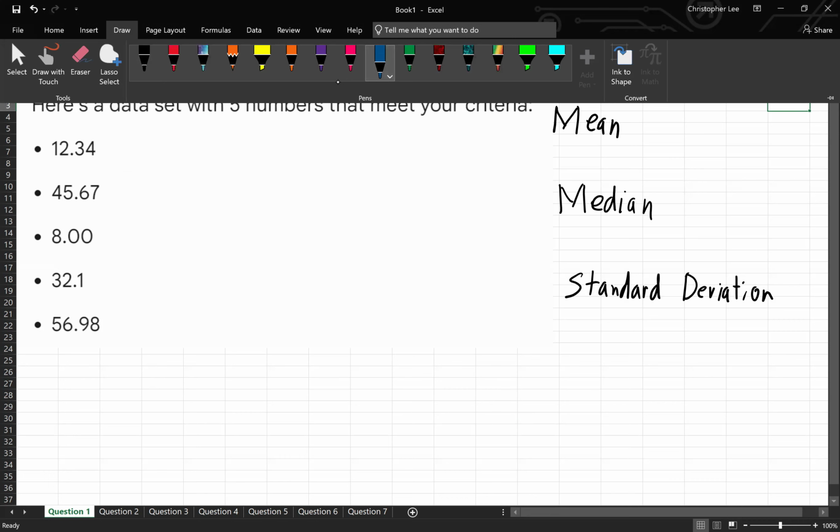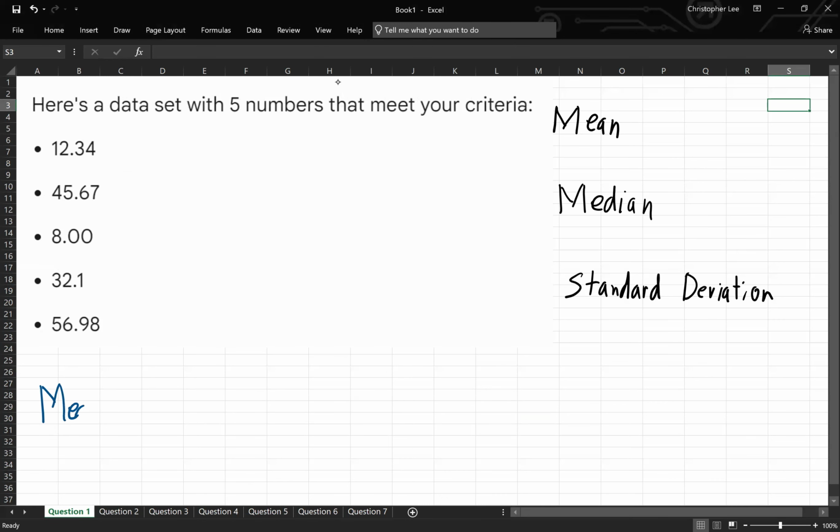Let's say I wanted the mean. How do I find the mean again? Add them all up, so sum all the numbers. And then what do I do after I sum all the numbers? Divide by the count of the numbers.